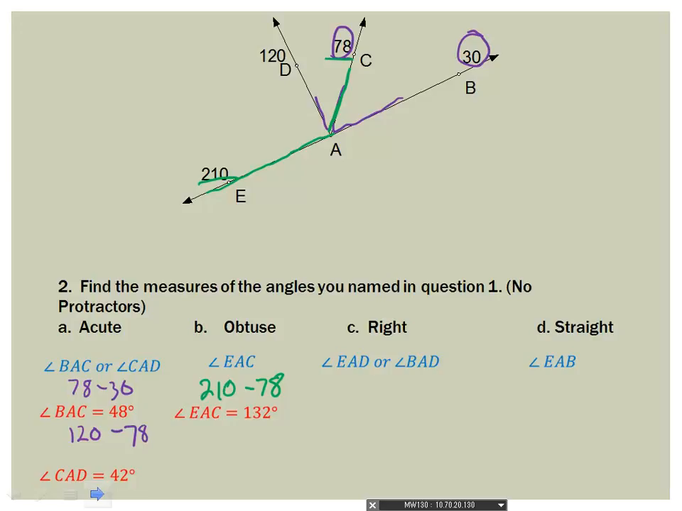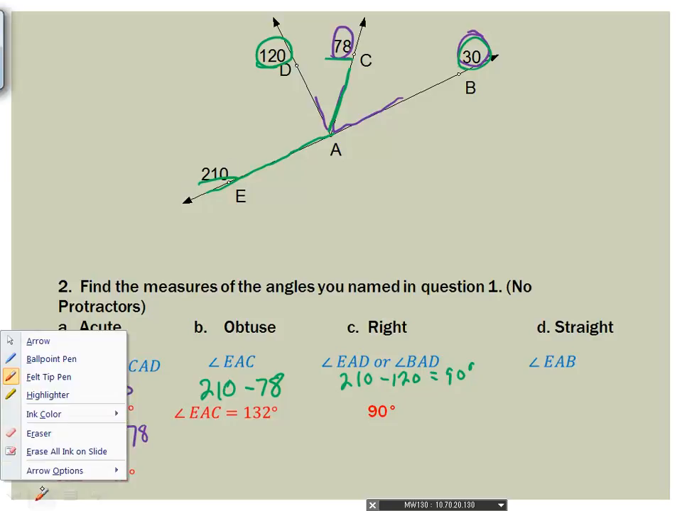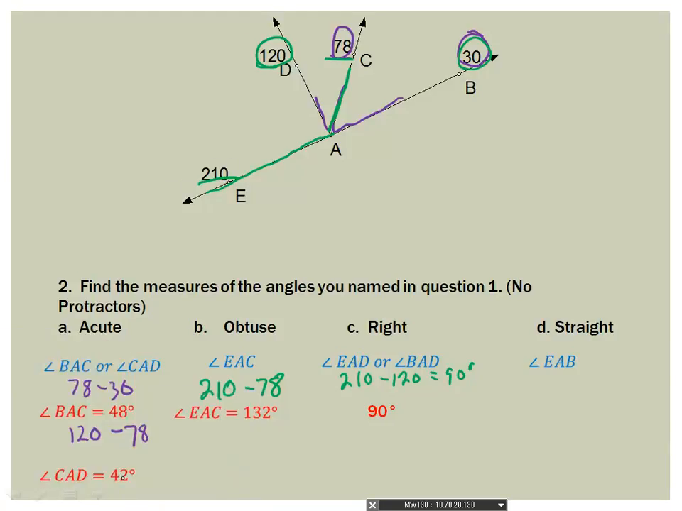Right angles, we identified EAD and BAD. We know they're 90 degrees, don't we? But the coordinates also confirm that 210 minus 120 equals 90 degrees. Same thing with 120 minus 30. Also equals 90 degrees. So 90 degrees to the right angle. And the straight angle, EAB. What are the coordinates for the straight angle? Well, the coordinates are 210 and 30. Confirms what we already know about straight angles, that they are 180 degrees.